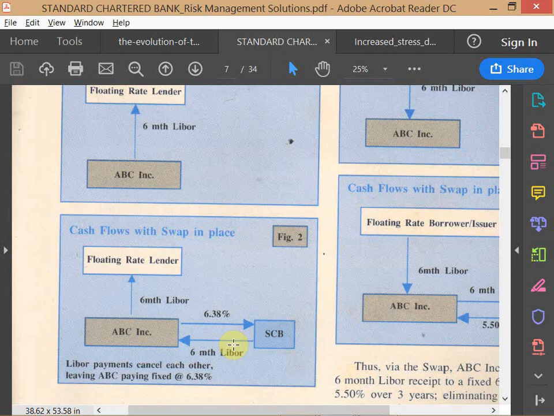In fact, what happens is they will find out who owes who money. There won't be a gross exchange of cash flows. There will be only a net exchange. So if they find that the relevant 6-month LIBOR rate is 5%, and the fixed rate is 6.38%, in that case, what will happen is ABC will pay 1.38% to SCB.